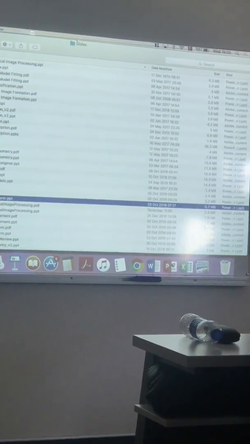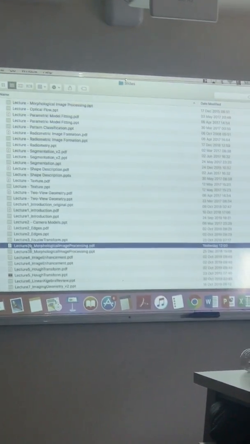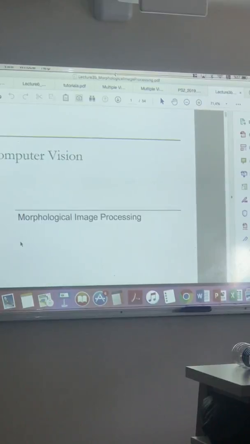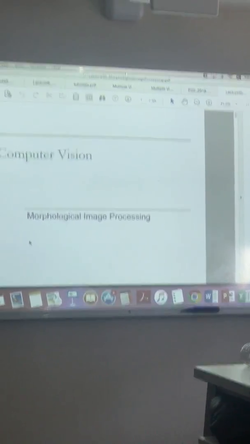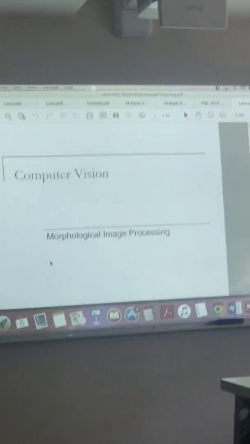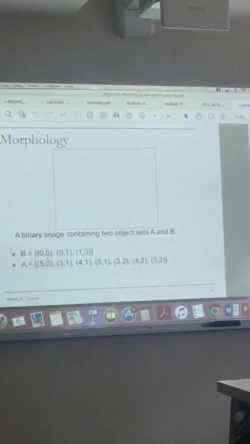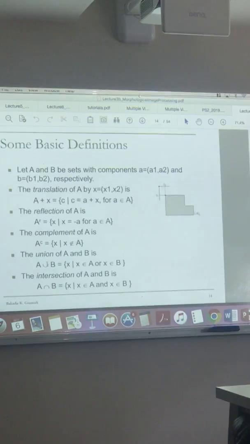We didn't talk about Fourier transform. We talked about morphological image processing instead, which we brought from the future lectures. Okay, so this will also be part of the exam.